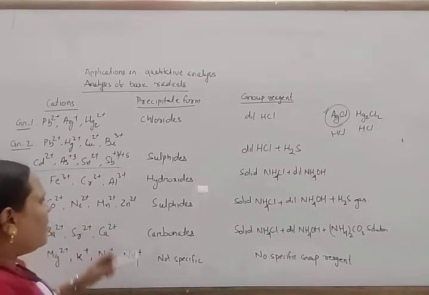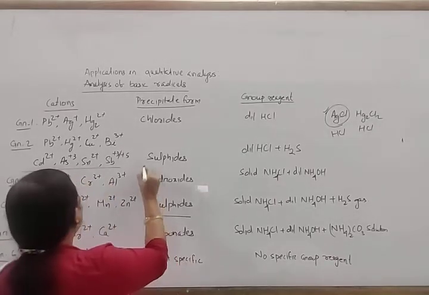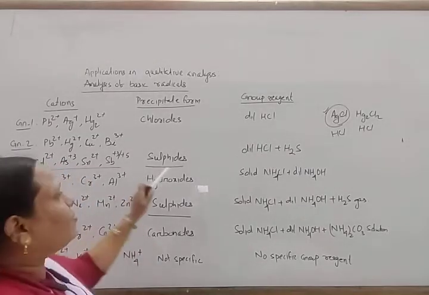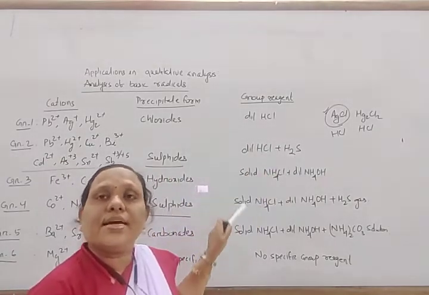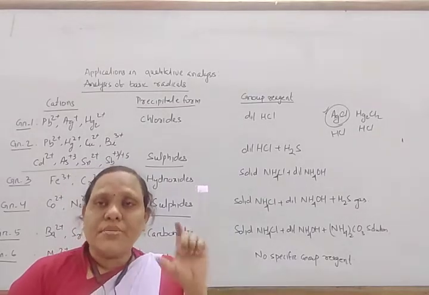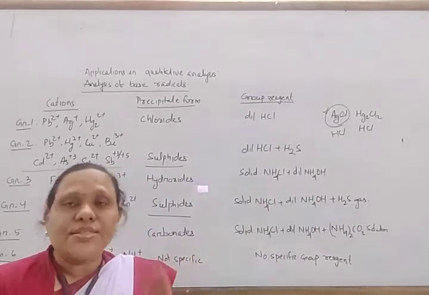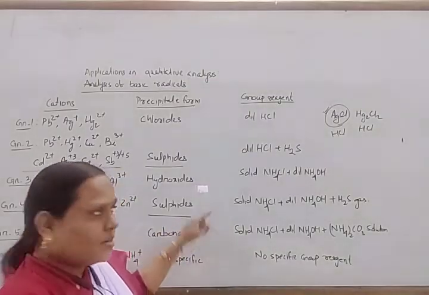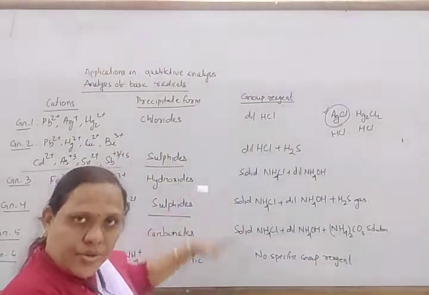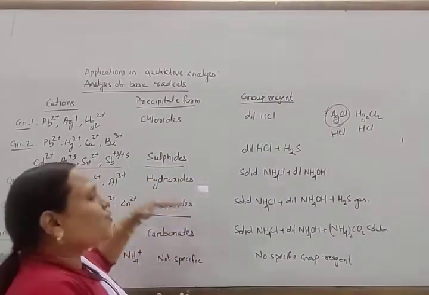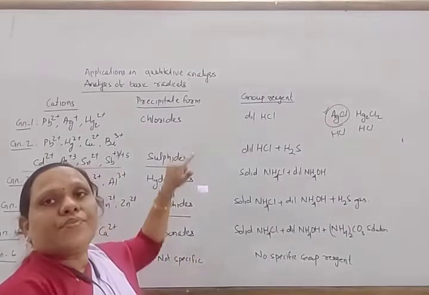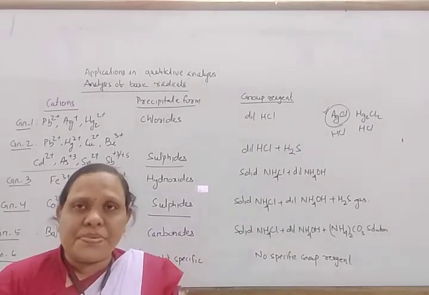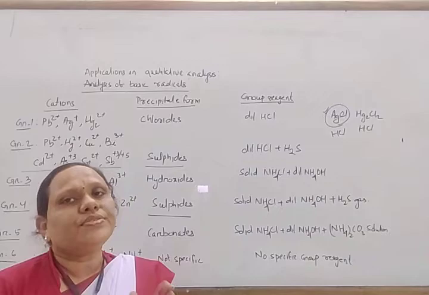Okay, so group 4 also precipitates as sulfides, and group 2 also precipitates as sulfides. But group 2 has a lower value of solubility product than group 4. Lower value of solubility product means they require less concentration of sulfide ion. The higher groups have a higher value of solubility product. So group 4 has a higher value of solubility product, and group 2 has a lower value. That means to get a precipitate, group 2 requires less concentration of sulfide ion.